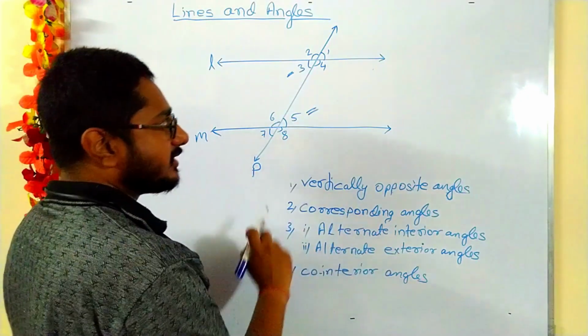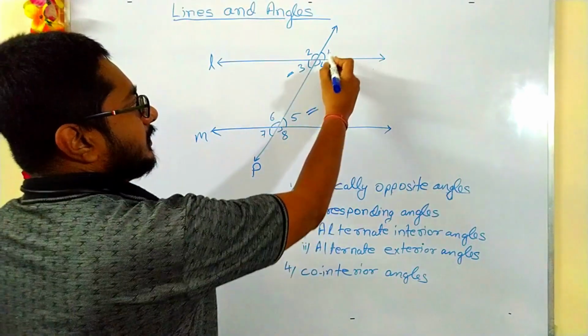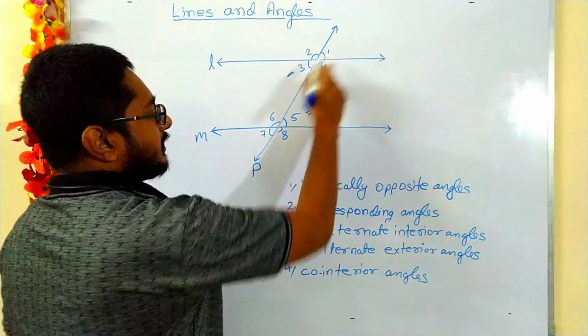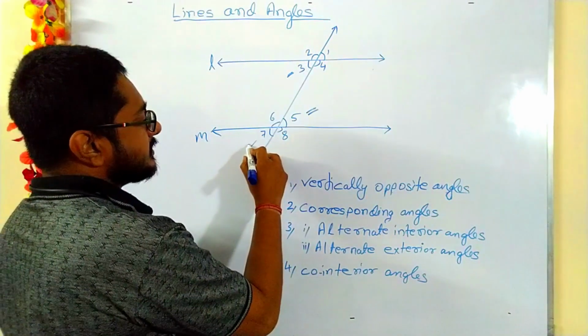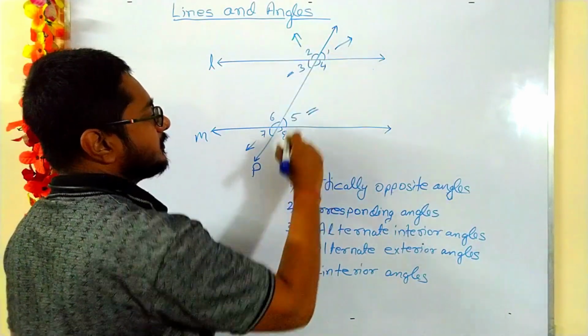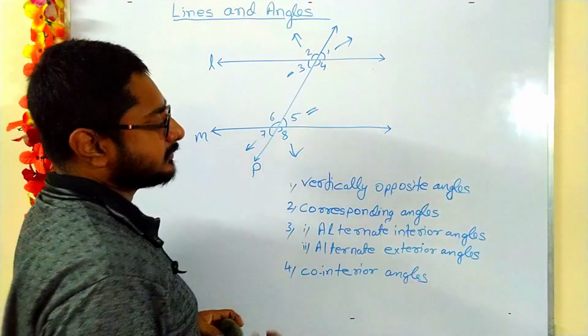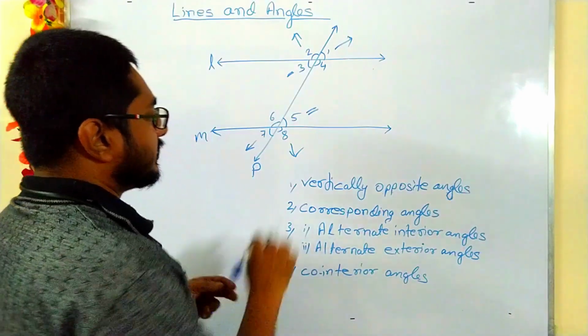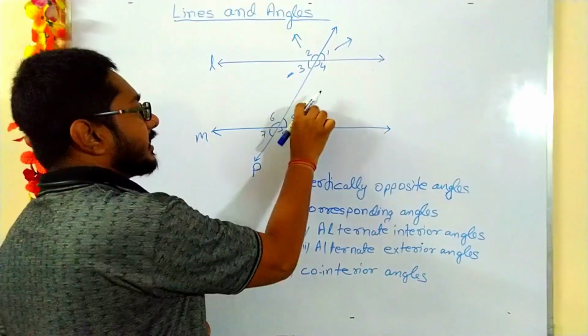Now alternate exterior angles. The value of angle 1 is equal to the value of angle 7. Angle 1 equals angle 7 and angle 2 equals angle 8. Okay, these are called alternate exterior angles.